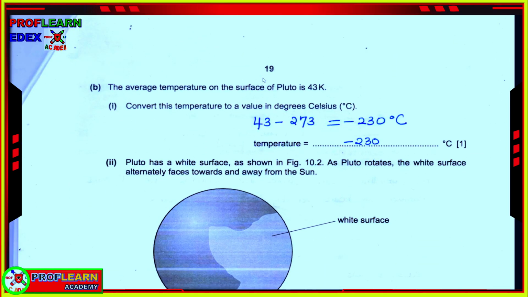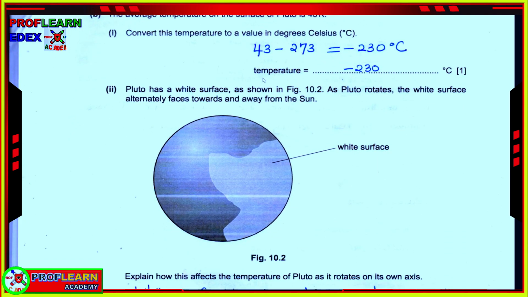The average temperature of the surface of Pluto is 43 Kelvin. Now, if you are supposed to convert to degrees Celsius, you are going to subtract 273. We have a bright white surface and we have dark surfaces. Remember, from thermophysics, we learned that black surfaces are good absorbers of heat. They can absorb heat quite easily, but white surfaces are good reflectors of heat.